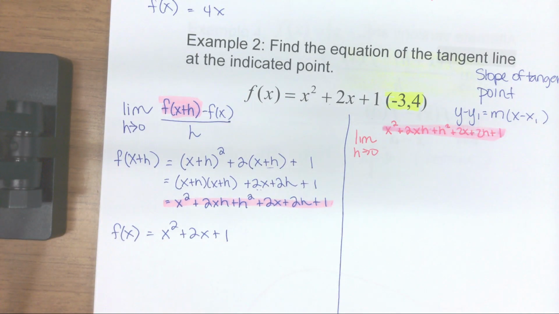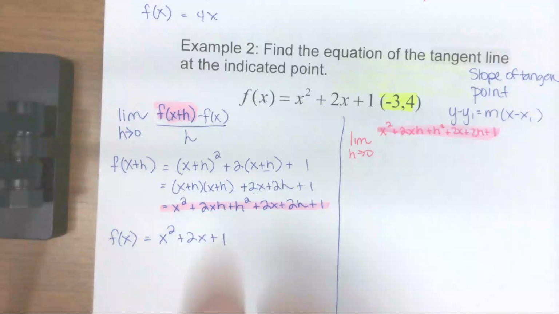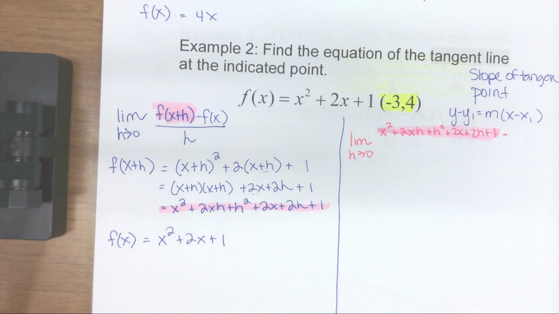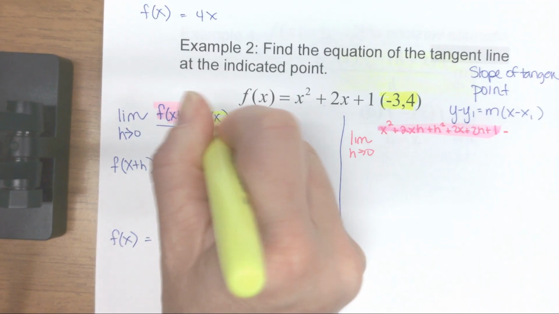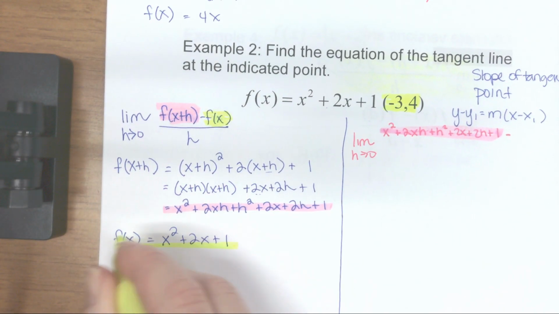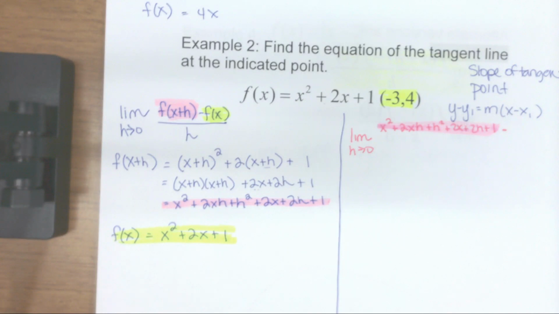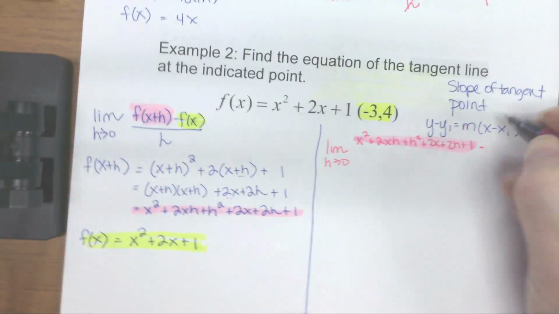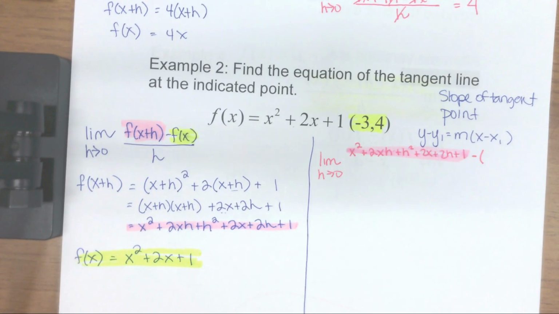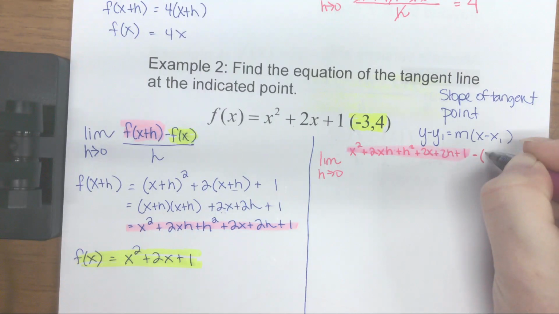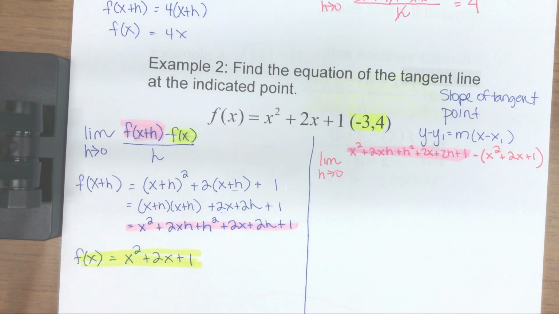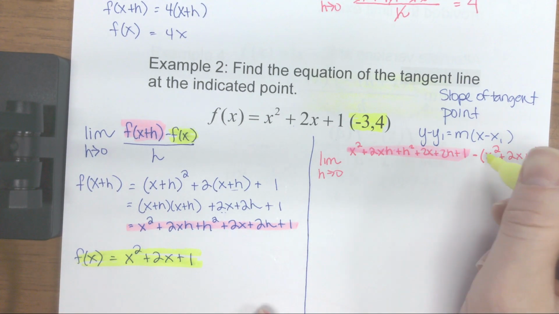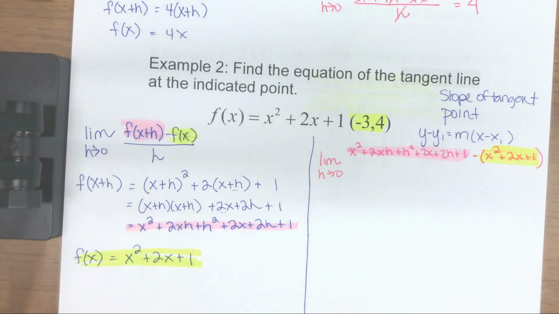Okay, now I'm going to do my subtraction symbol, minus, for f of x. I'm going to do this whole thing, but make sure you put it in parentheses. X squared plus 2x plus 1. Okay, and then all on the bottom over little old h.